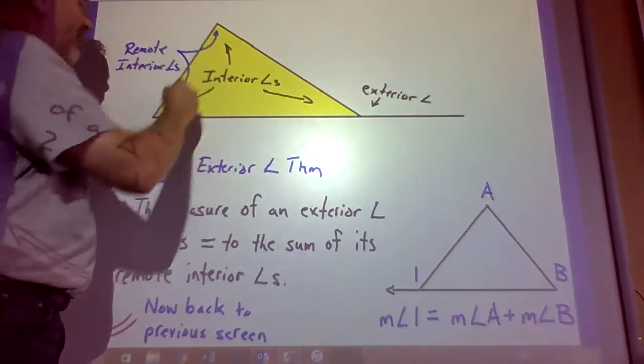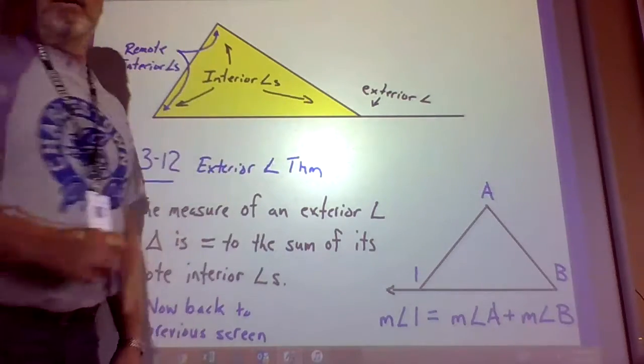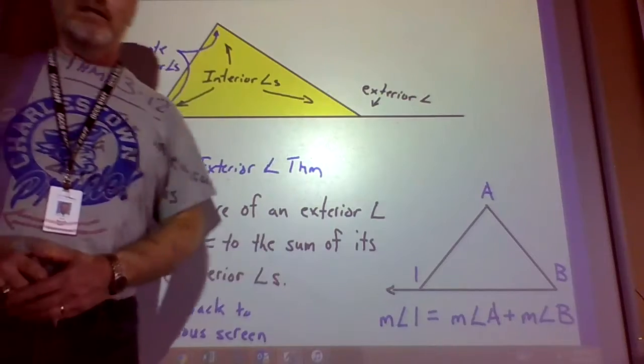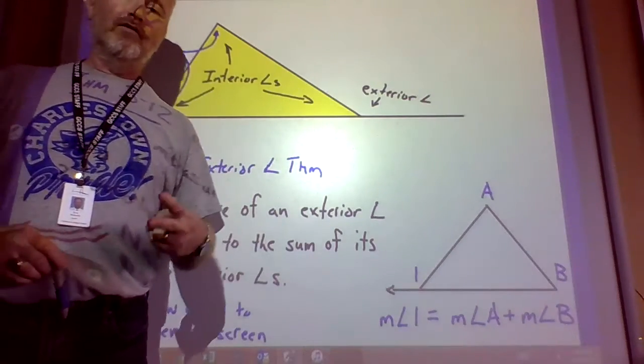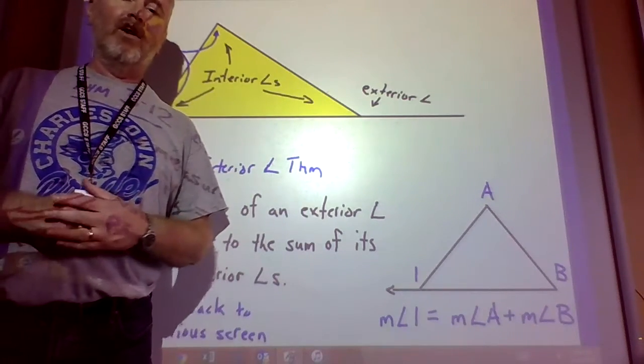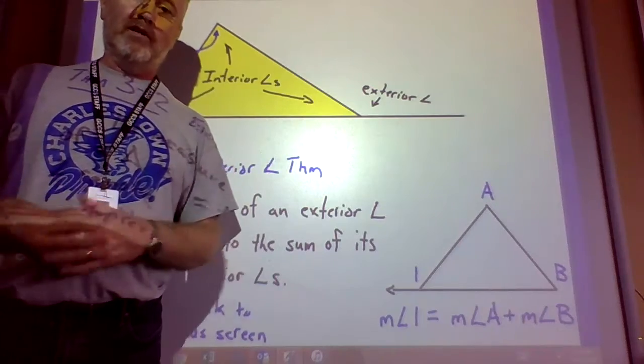Obviously, the 3 angles on the inside are interior angles, not a big deal, but here comes the new concept. 2 of those interior angles are what we call remote interior angles.